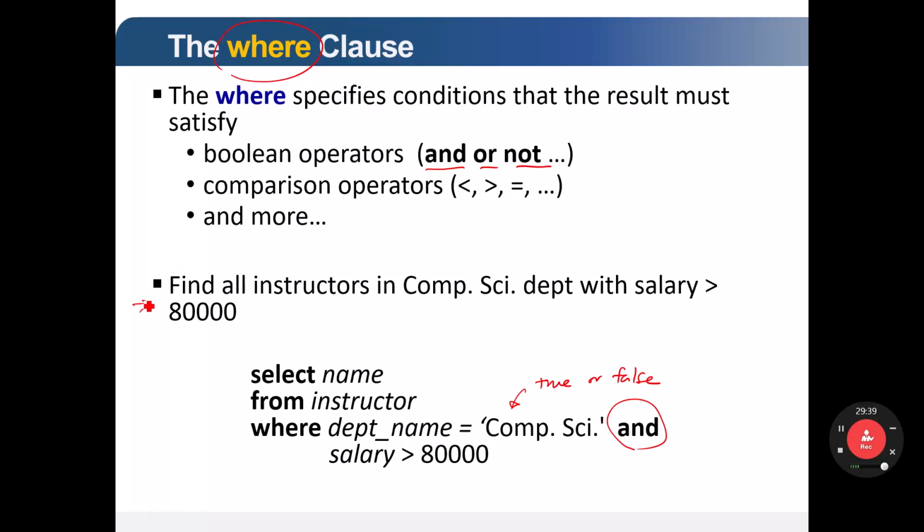So let's look at an example query. This query scans all records in instructor table, and we check department name attribute, and if the department name is equal to computer science, and if its salary is greater than 80,000, then only when these two conditions are true, that record will be selected and included in the output table. That's the meaning of this select statement.